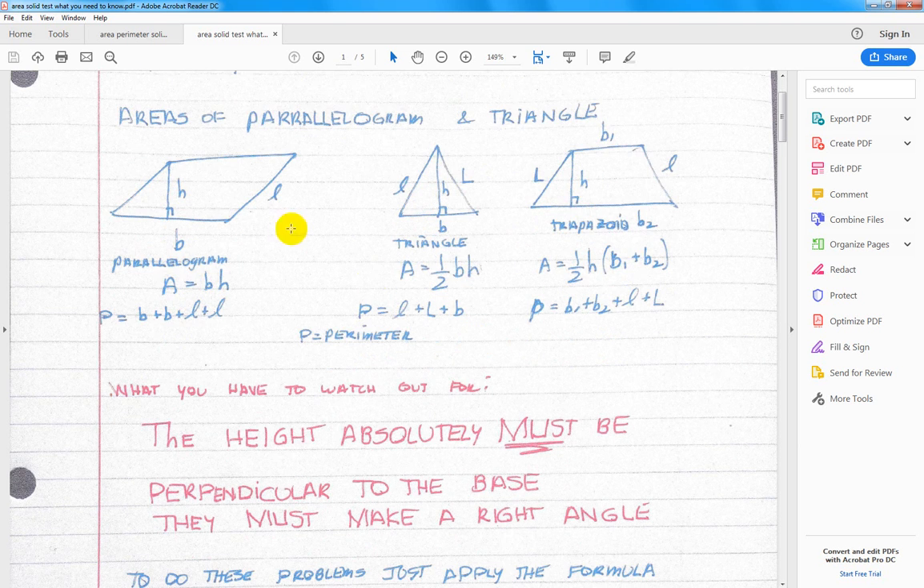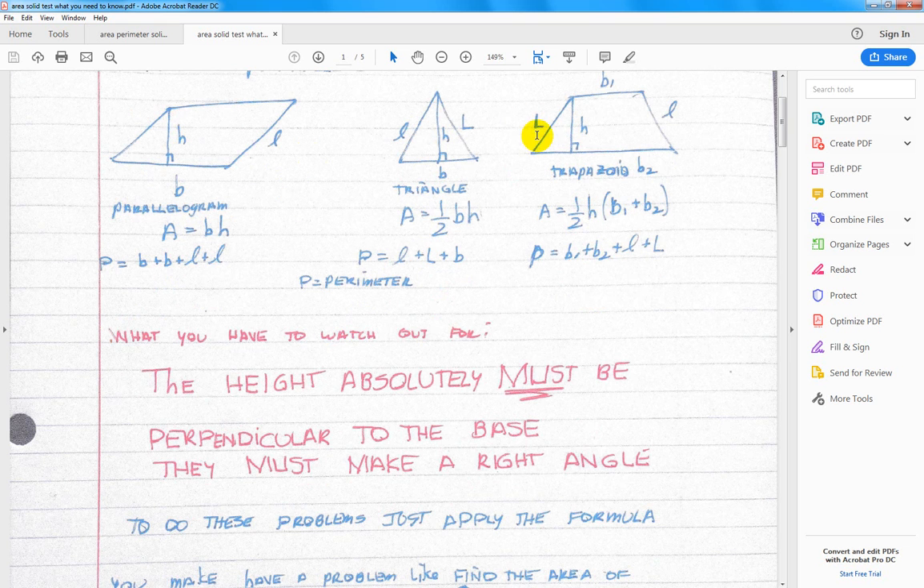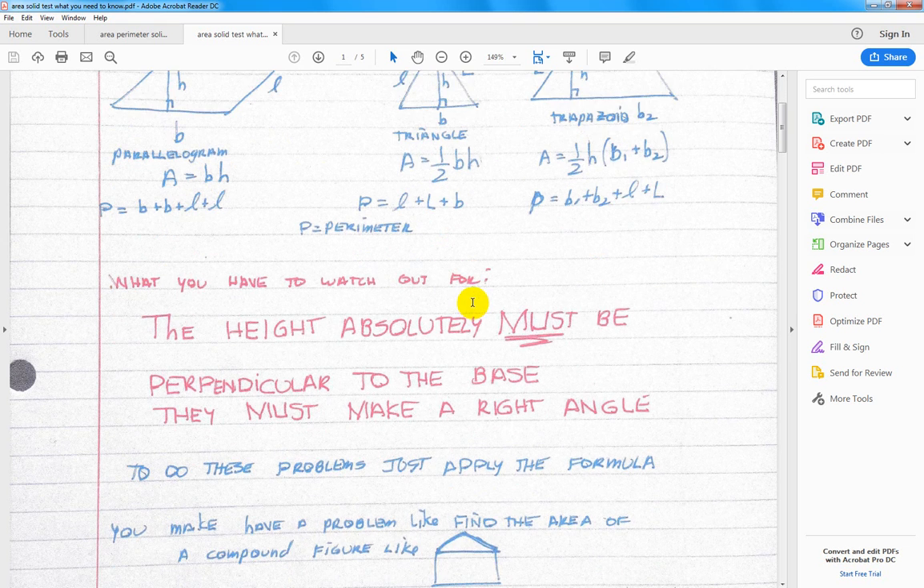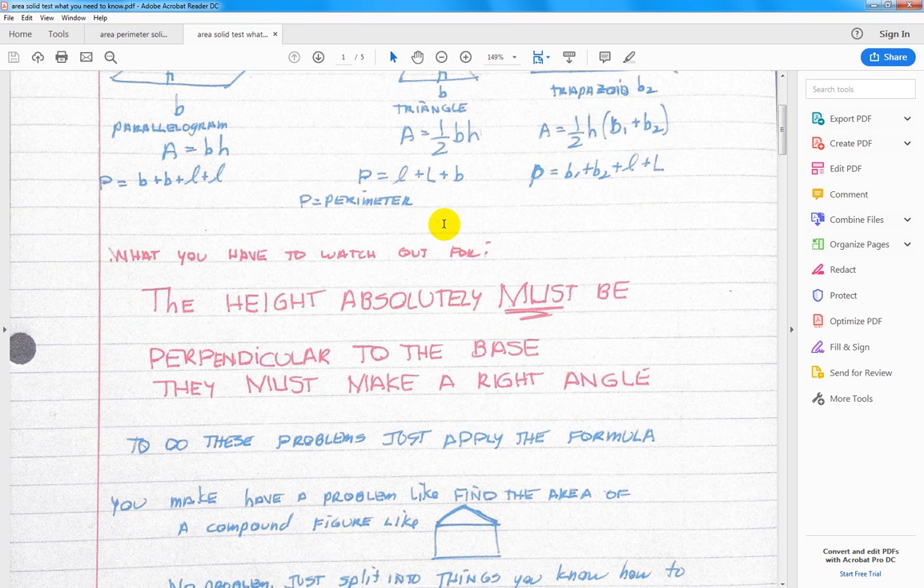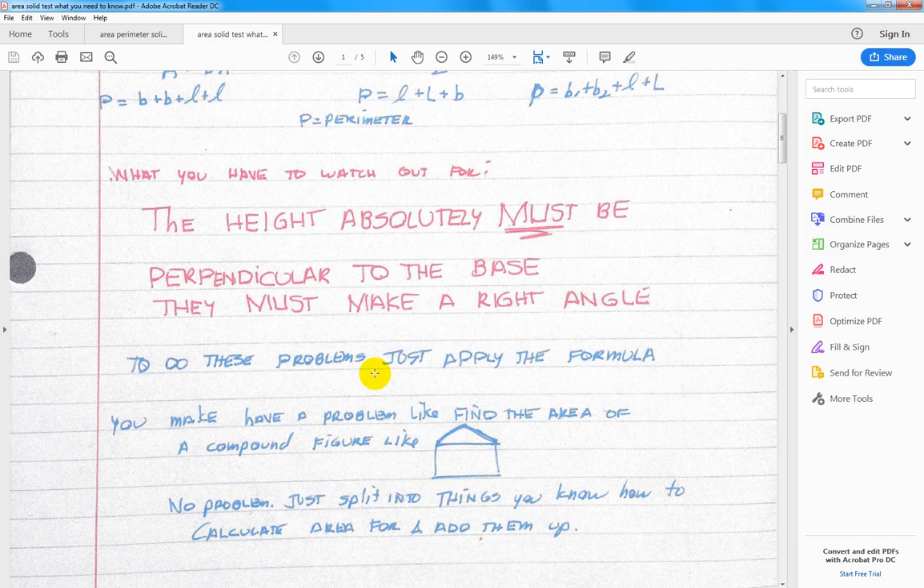Okay, you have to know that the height is always perpendicular to the base. The height is always at a right angle to the base. You just write down these formulas when you have the problem and you apply them. Please write down the formula so the teacher knows that you know the formula. That's very important. You just write down these formulas and you just apply what you know and you solve for what you need to find out.